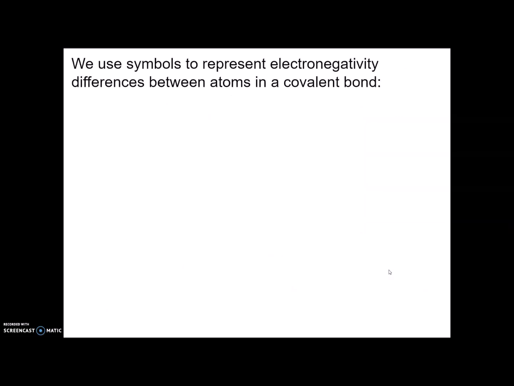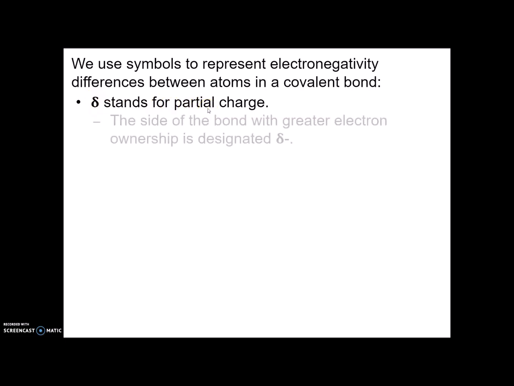Okay, let's talk a little bit about the symbols, some of which we've seen so far, that we use to represent electronegativity differences. This squiggle is a lowercase Greek letter delta. I'm sure you've seen the uppercase Greek letter delta in math class, like delta y over delta x for the slope of a line. Well, that looks like a triangle. Lowercase letter delta looks like a figure 8 that isn't quite completed. It stands for partial charge in chemistry.